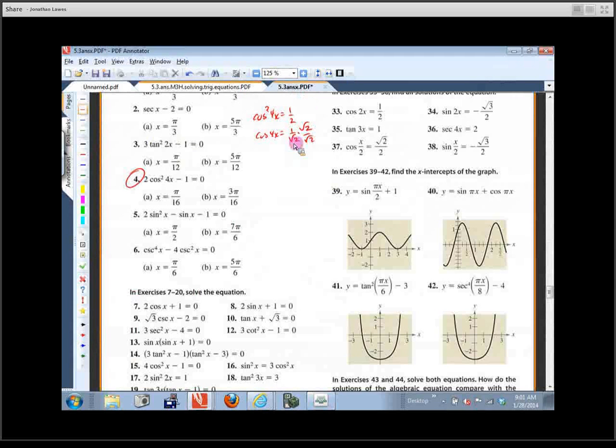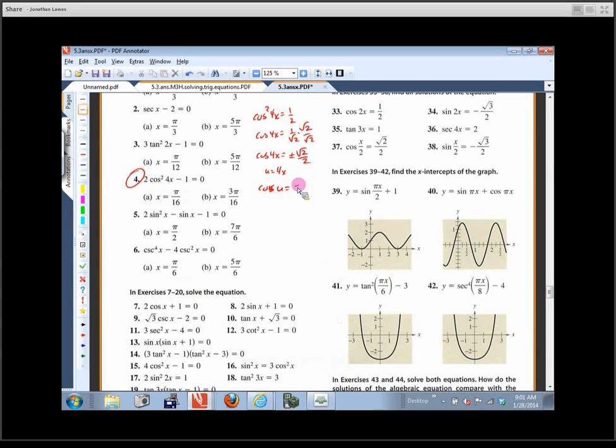Okay? So here's what I end up with. I end up with the cosine of 4x equals plus or minus radical 2 over 2. That should look familiar, right? So we want to know, where does the cosine of 4x equal plus or minus radical 2 over 2? Now, this does make this slightly easier. Okay? It kind of compartmentalizes it, makes it so we're looking at this problem right here.